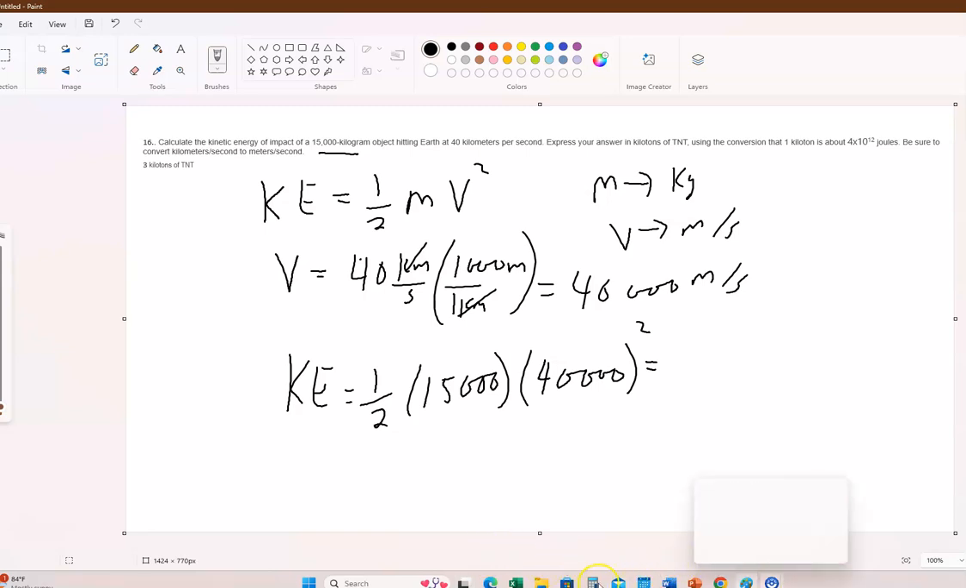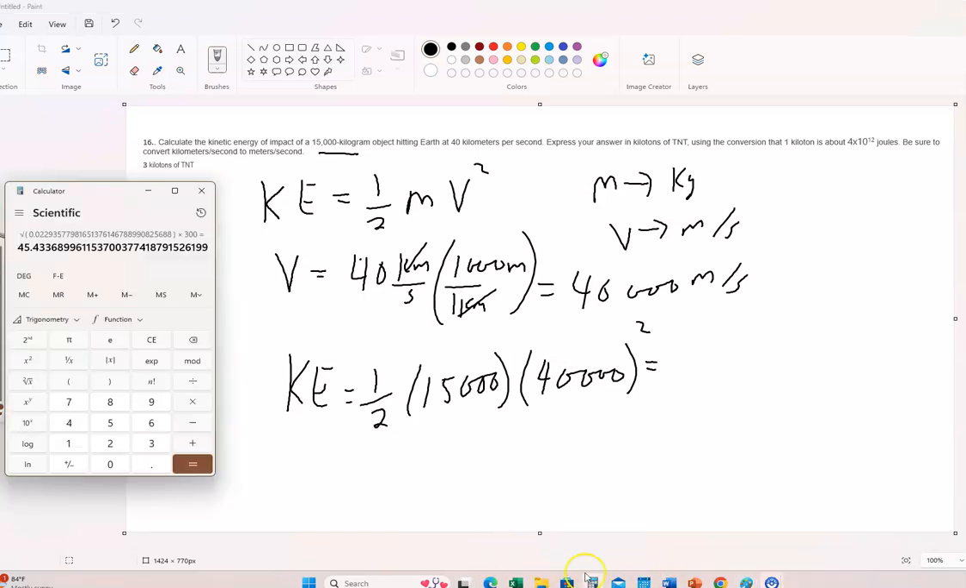So here's our calculator. Let's clear that. So here we go. I'm going to start with the 40,000, square that, times 15,000, and then divide by 2. I didn't have to do it in that order. But anyhow, the decimal place would be right over here.